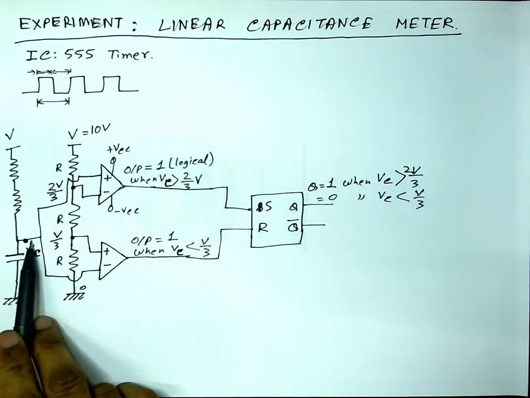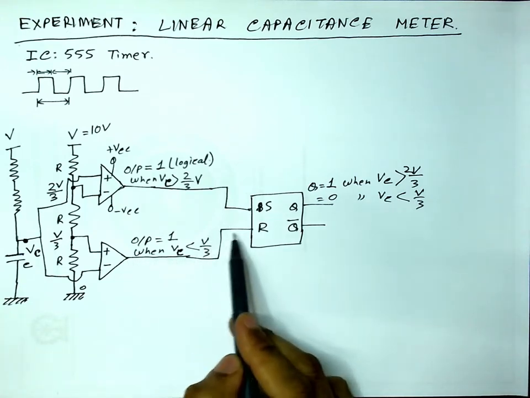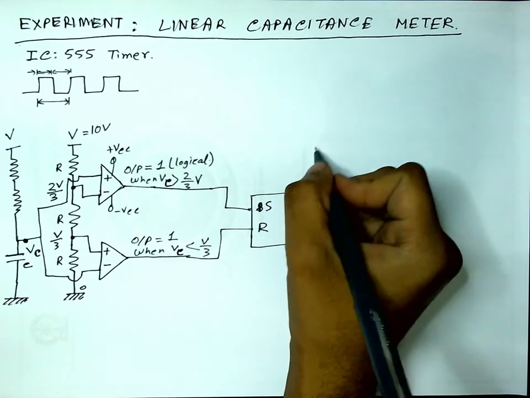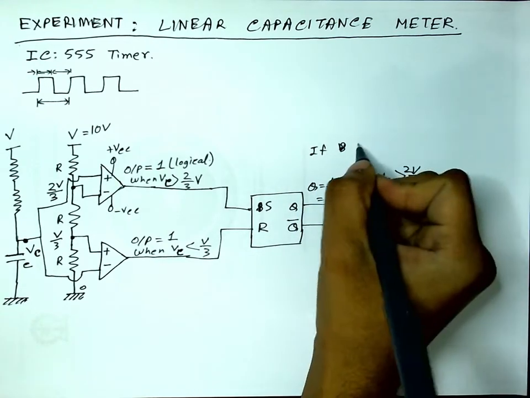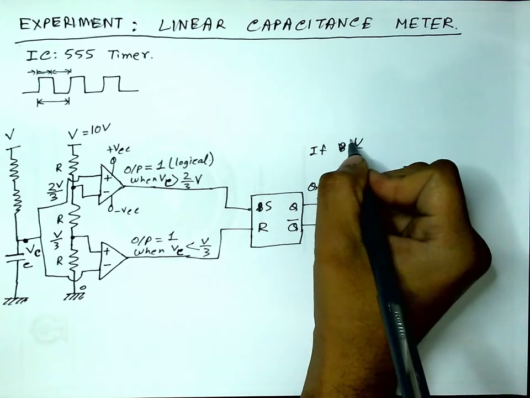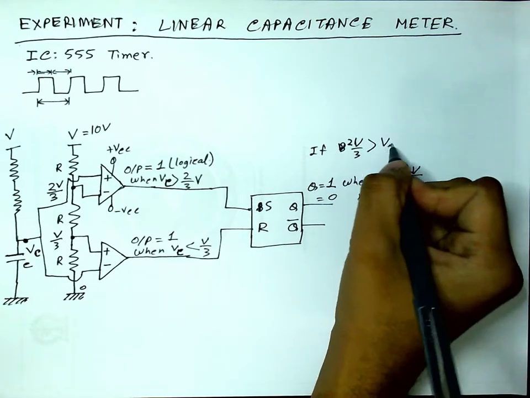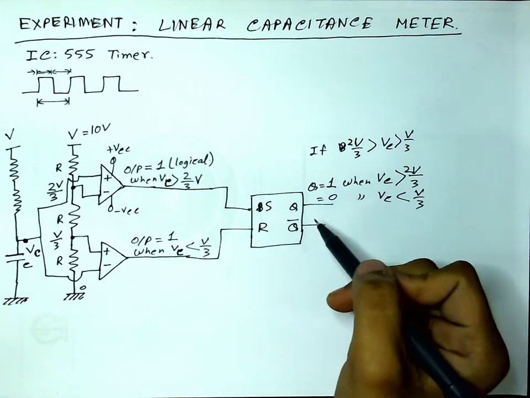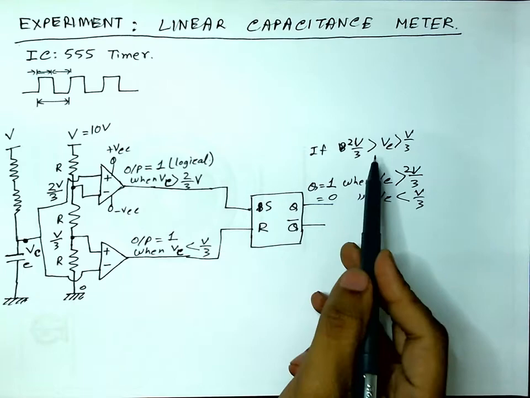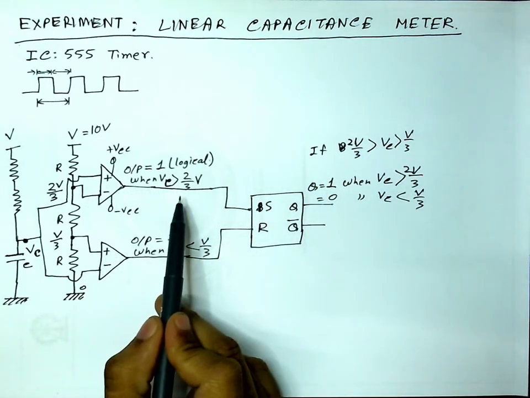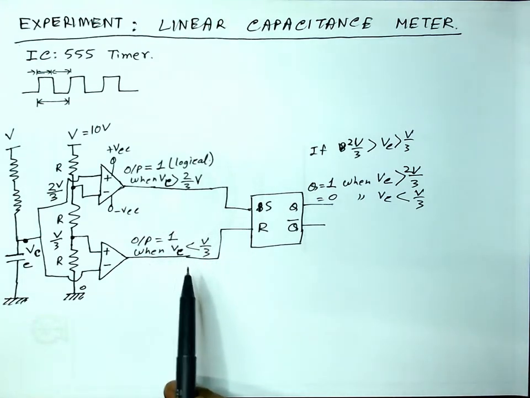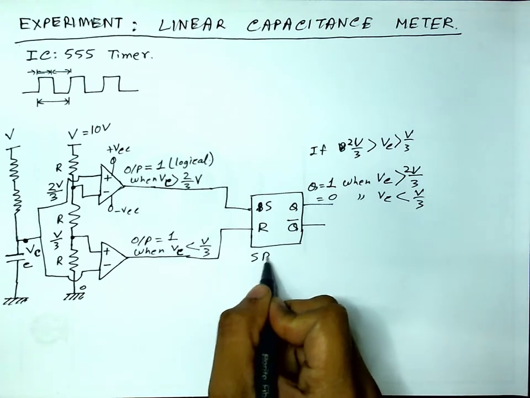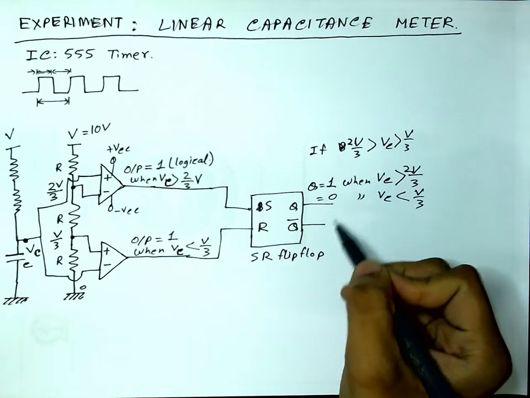then this reset will be triggered. If this voltage goes down, then this output will be 1, this reset will be triggered, and the Q will be 0. But also if VC lies between this 2/3 of V and V by 3, if VC lies between these two values, then Q will not change. Why? Because if VC is between these two values, then this output is also logical 0, this output is also logical 0, and set and reset both being 0, the output stays unaltered in an SR flip-flop or RS flip-flop. So the output will remain the same.